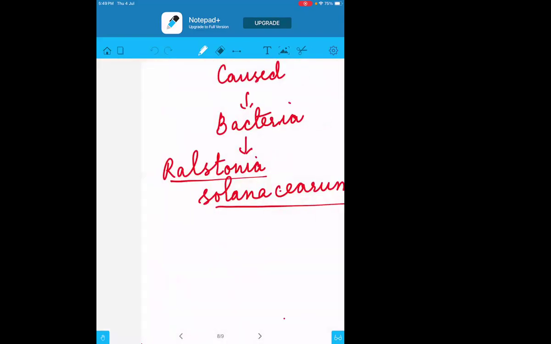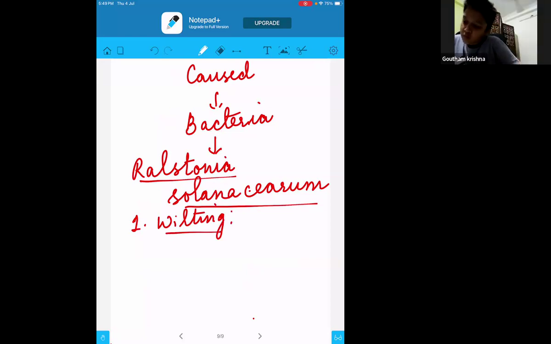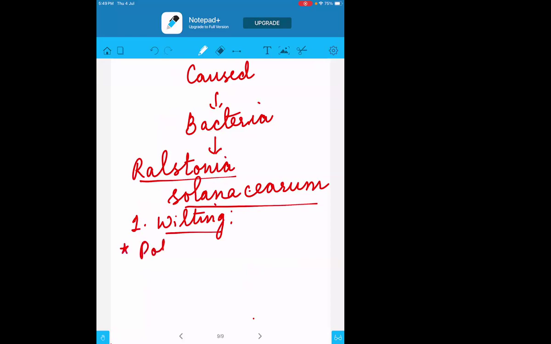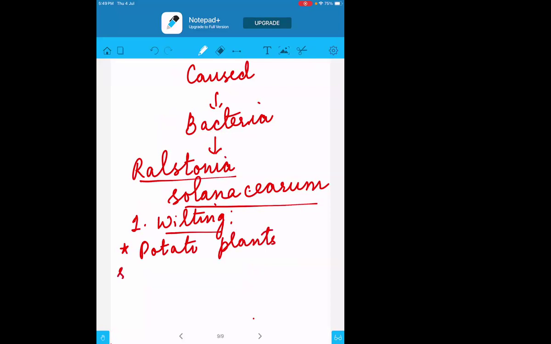Okay, now it is caused by the bacteria Ralstonia solanacearum. What happens in them? What are the different symptoms? The first symptom we notice is wilting. Wilting, as we have discussed, is the drooping. In this case, the potato plant suddenly wilts. Wilt means they lose their firmness.